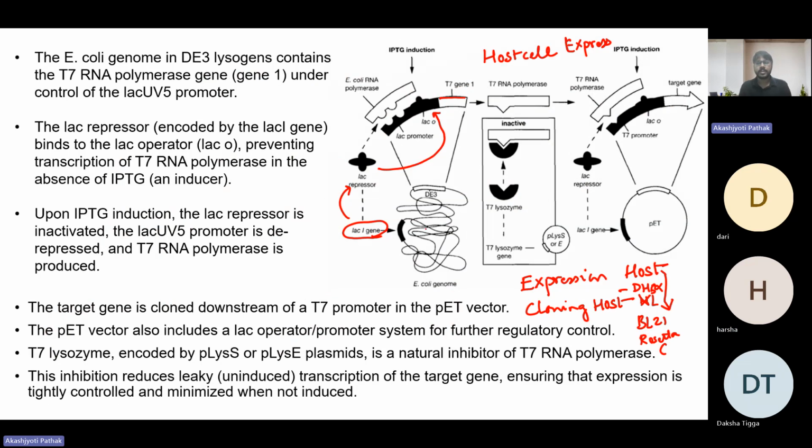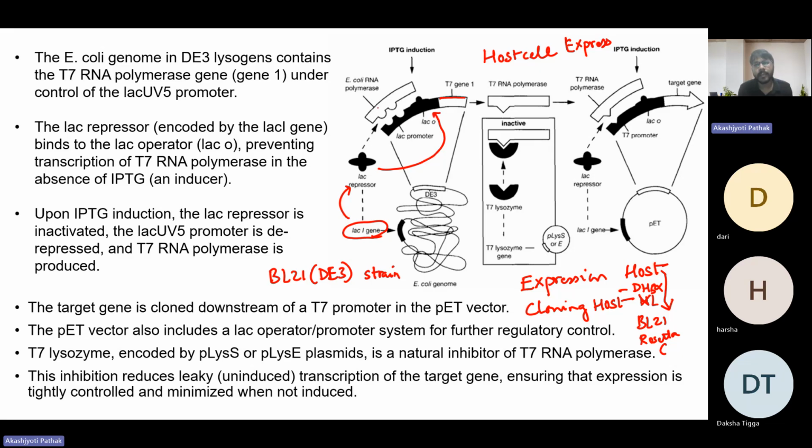Okay, so now let's understand this figure. That is what I was explaining. You have the E. coli genome. In the E. coli genome, you have the LACI gene and you have the DE3 gene. So this is called the BL21 DE3 strain of E. coli. If you work in any structural biology lab, you will be working with these types of strains. These are very routinely used. You have this LACI gene, which encodes the LAC repressor, and the LAC repressor goes and binds to the LAC operator.